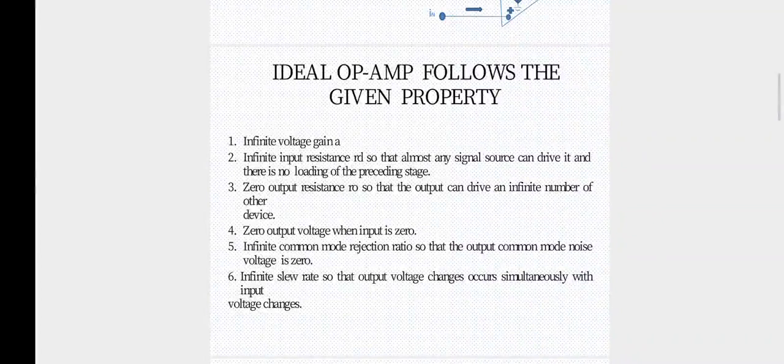Then zero output voltage when input is 0. There is no output when input is 0. Infinite common mode rejection ratio, so that the output common mode noise voltage is 0. Infinite slew rate, so that the output voltage changes occur simultaneously with the input changes. So whenever there is a change in the input, there is a corresponding change in the output. So these are the ideal characteristics of the ideal op-amp.